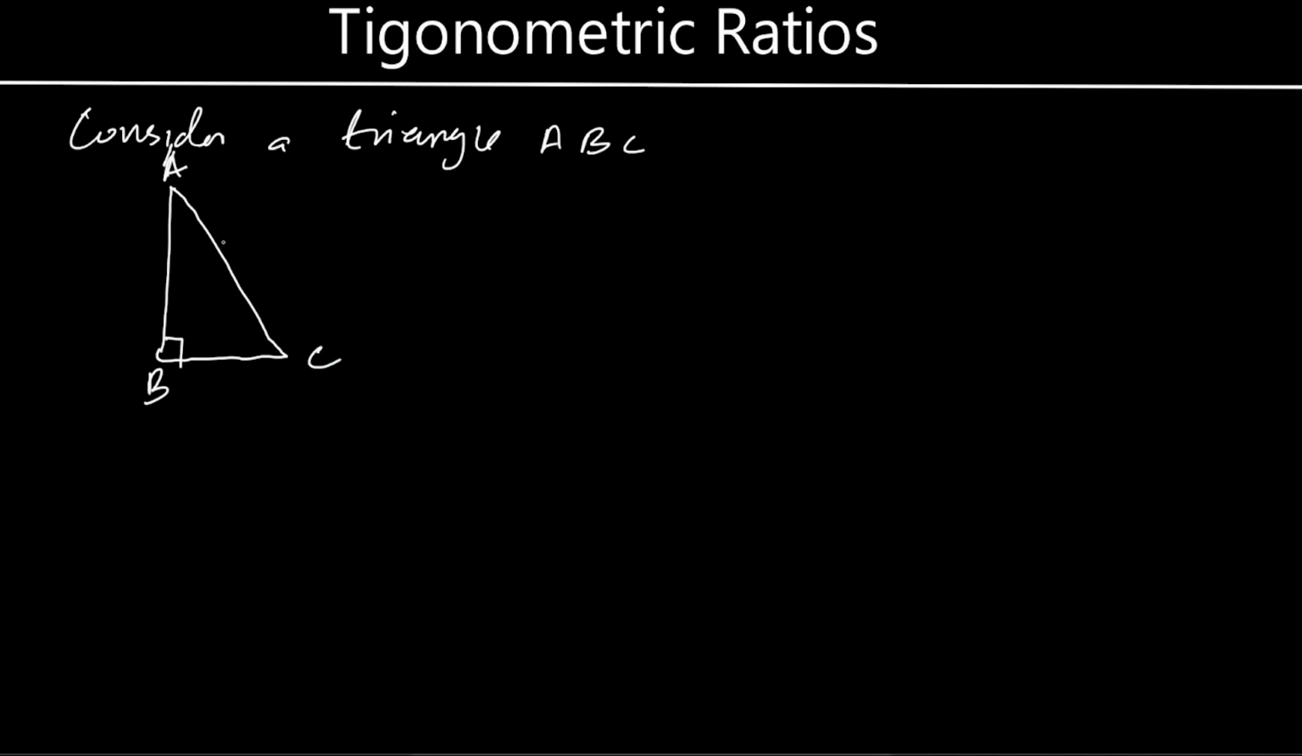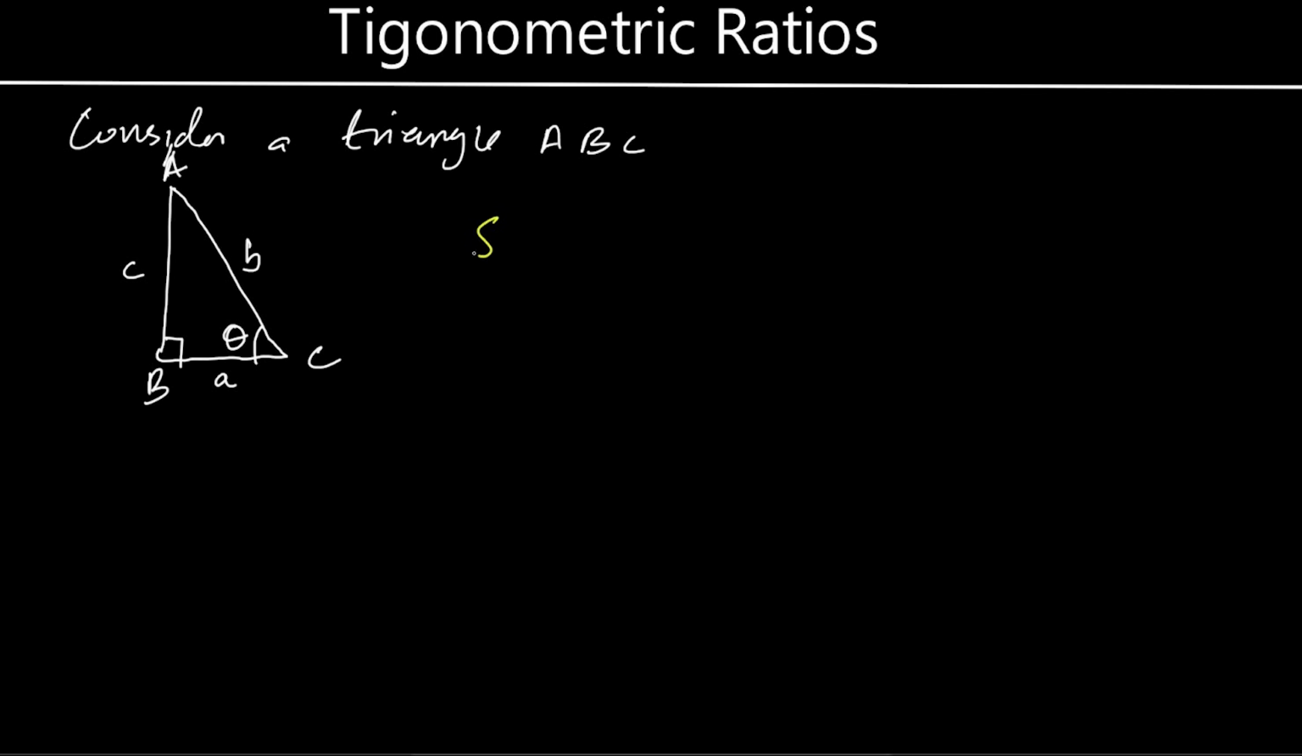We are also going to represent the sides of the triangle by letters A, B, and C, so that we have this shorter side being A, the hypotenuse being B, and the other shorter side being C. We will have our angle here. We call it angle theta.